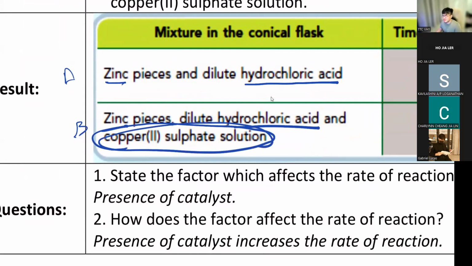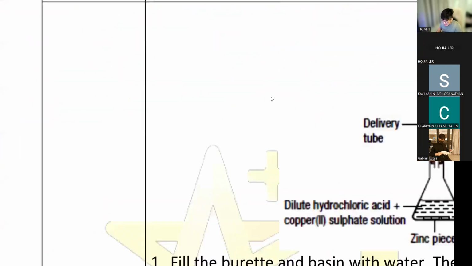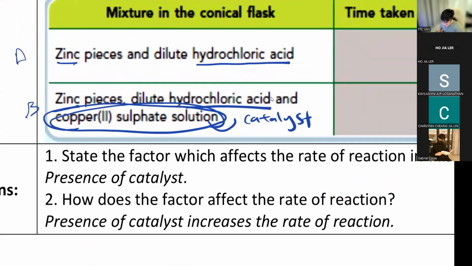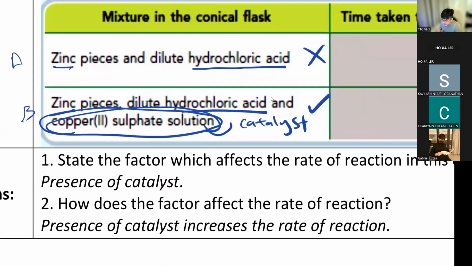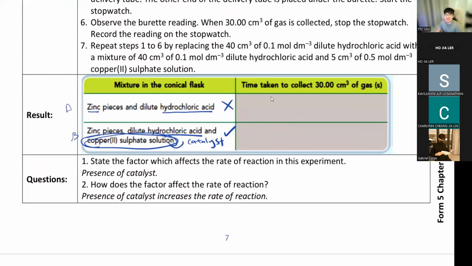You might say, sir, what the hell is this? When you see something funny, something that you don't recognize, this is usually the catalyst. So one is without catalyst, one is with catalyst. So which is faster? Which set is faster? Set A or set B? Good, set B. Because when catalyst is present, your ROR will be very high.